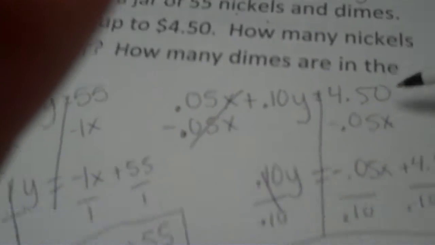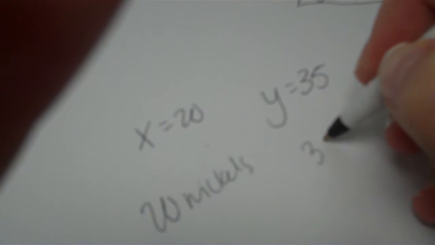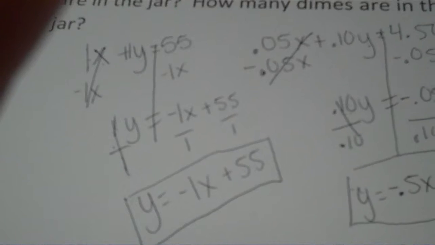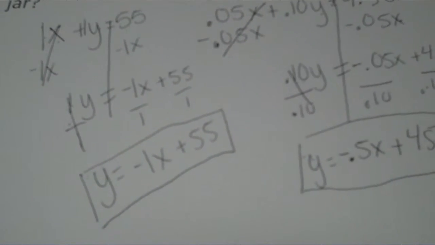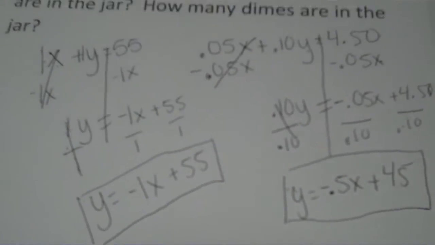Y was dimes, so there's got to be 35 dimes. I'm not saying that process is easy, but if you can get better at solving for y, it's going to be a lot easier for you than maybe substitution or elimination if you can get this process down. And we'll work on it. That's what the class is for.